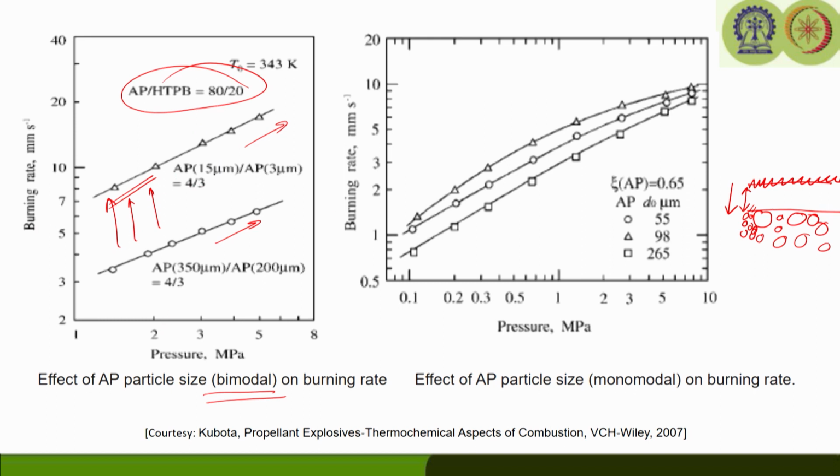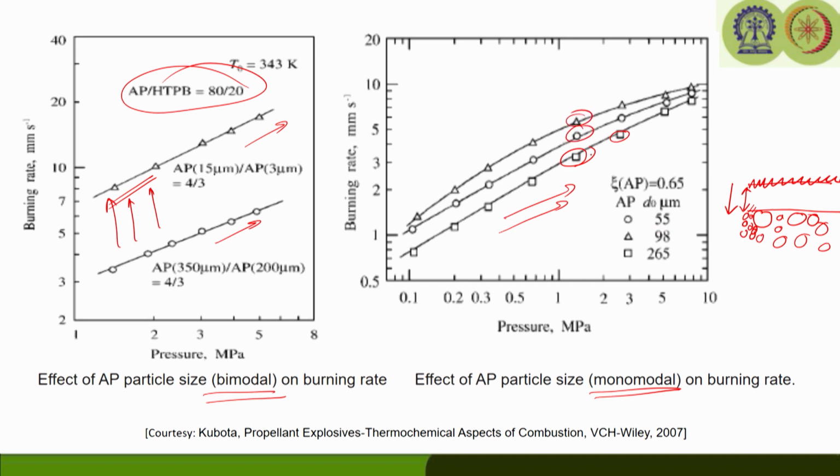Now, if you consider the same thing for the monomodal case, meaning only one type of crystal size is used in the propellant combination, there also we can see as the pressure is increasing, the burn rate is increasing. So, there is no difference in that, but as we decrease the particle size, the burn rate is actually increasing. We can see that this is the 265 micron size, whereas this one is 55. There is some discrepancy in the data, like this one is also increasing, this one is the 55. We are supposed to have it like this one.